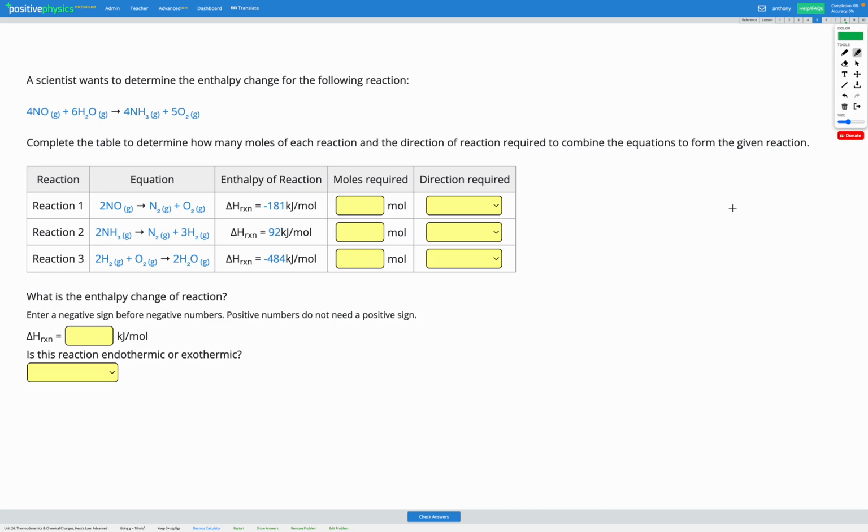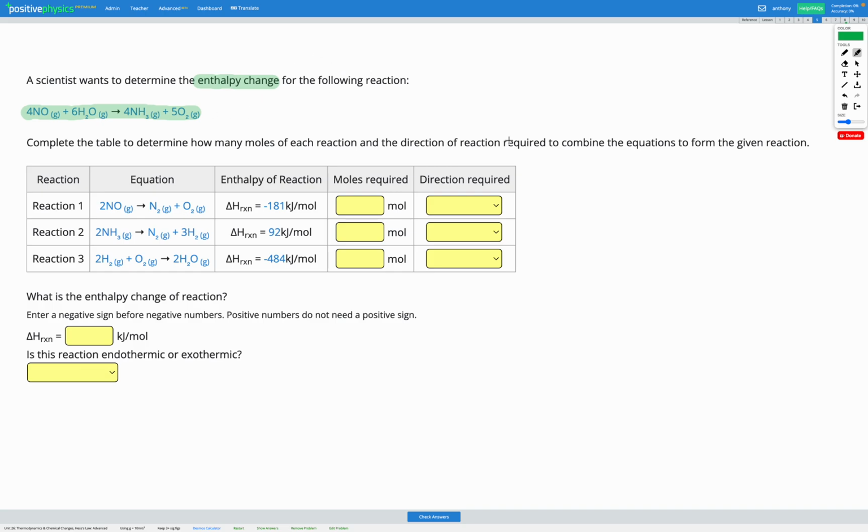This skill is going to be exactly like the previous skill, except we're just going to have slightly more complicated questions. So in this question, we're trying to find the enthalpy change for the following reaction. So we've got 4NO plus 6H2O goes to 4NH3 plus 5O2.